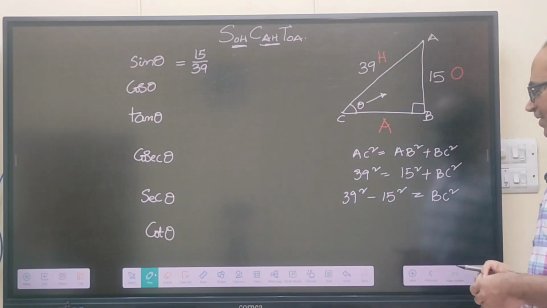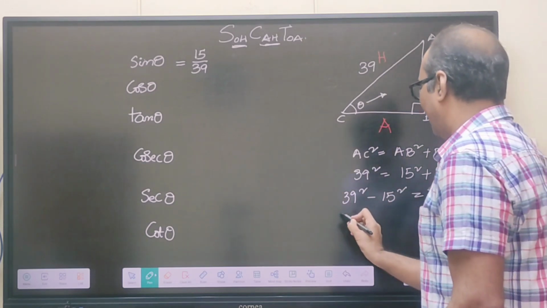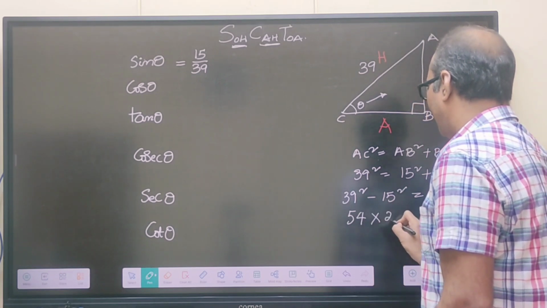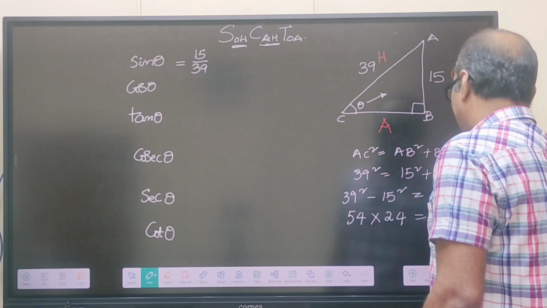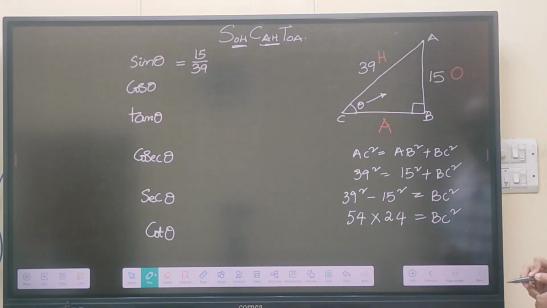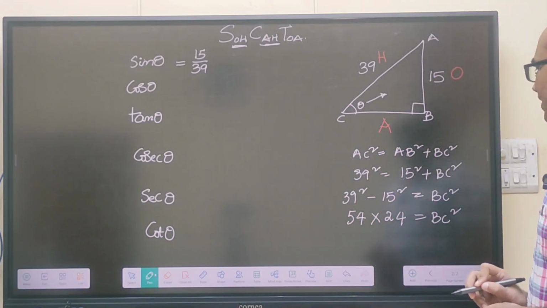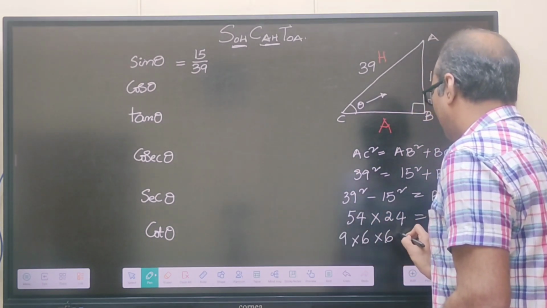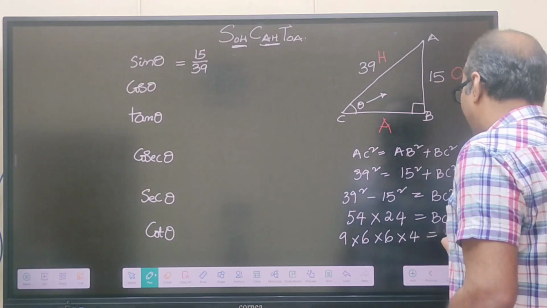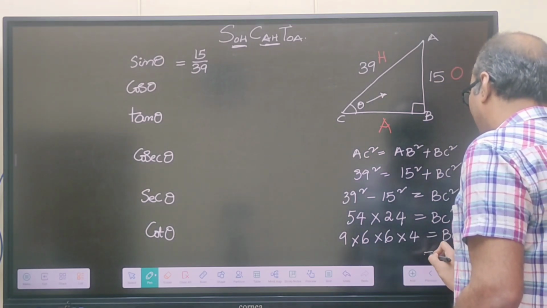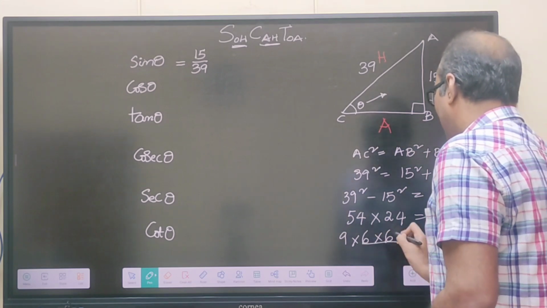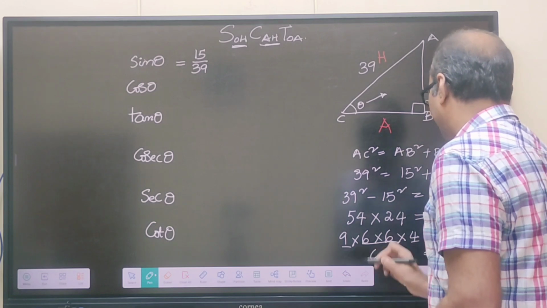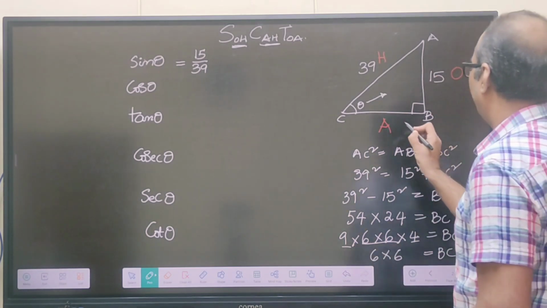Can we factorize this as a plus b into a minus b? So I can write down 39 plus 15, 54, into 39 minus 15, that is 24, equals BC square. Can we get this into small numbers so that we can simplify this? I will say this is 9 into 6 and this is 6 into 4 equals BC square. So BC equals, 2 sixes, 1 six will come. 9 into 4, 36. Again, one more 6 will come. So we have BC equals 36.